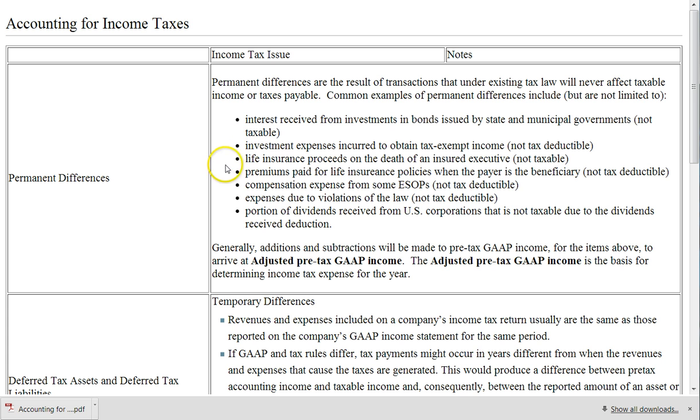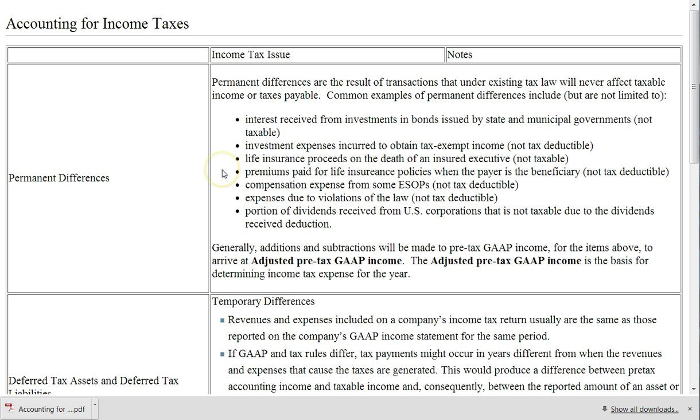And then there are other examples that I have listed here. Investment expenses incurred to obtain tax-exempt income are not tax-deductible expenses. So the income earned from municipal bond investments is not taxable income. Similarly, the expenses, whatever costs we incur to make those investments and to maintain those investments, are not tax deductible. Life insurance proceeds on the death of an insured executive are not taxable. And then similarly, the premiums paid for those life insurance policies are not tax deductible.